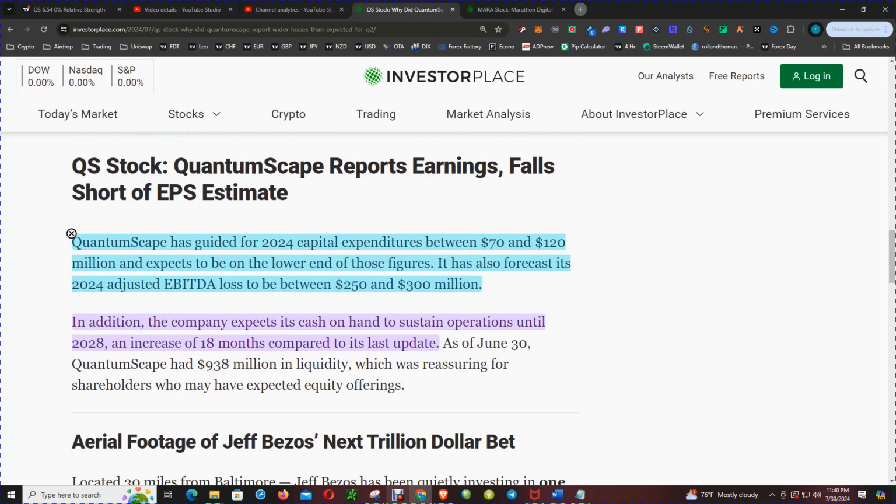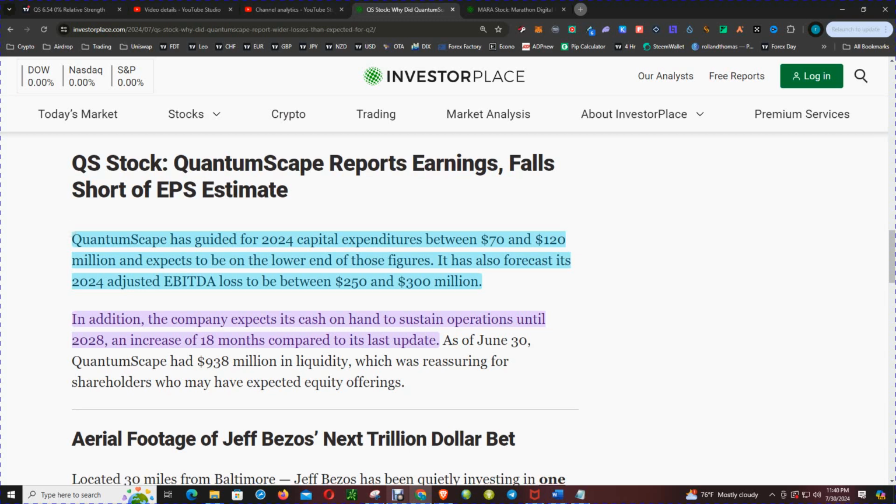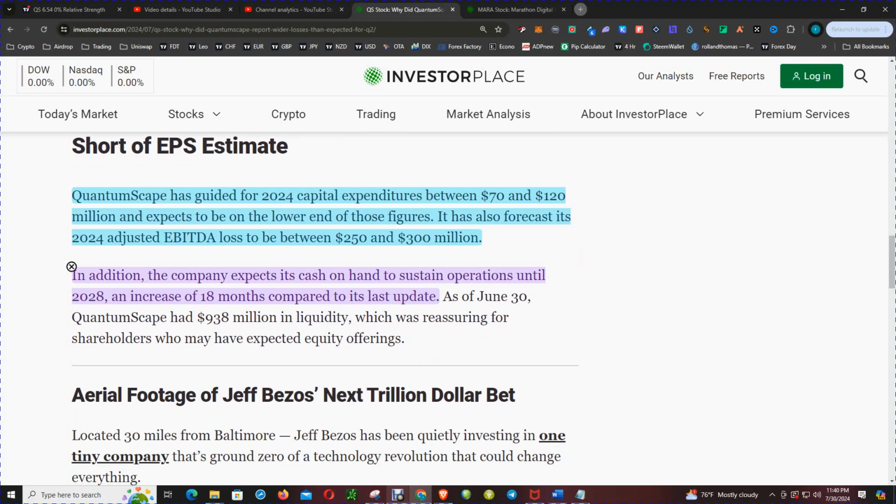QuantumScape has guided for 2024 capital expenditures between $70 and $120 million, expects to be on the lower end of those figures. It also forecasts its 2024 adjusted EBITDA loss to be between $250 and $300 million. In addition, the company expects its cash on hand to sustain operations until 2028. So they have enough cash for the next 4 years, which is good news.